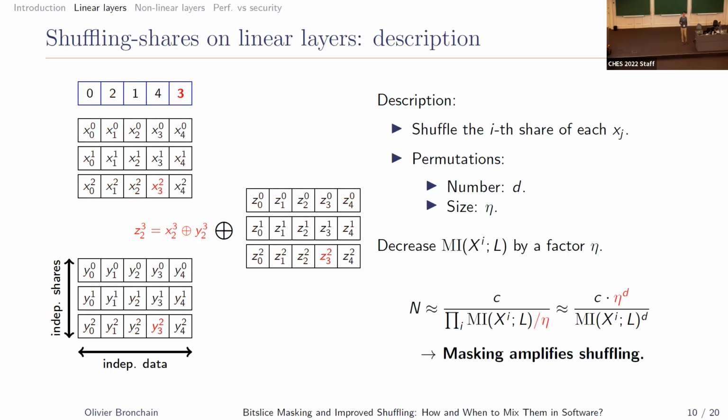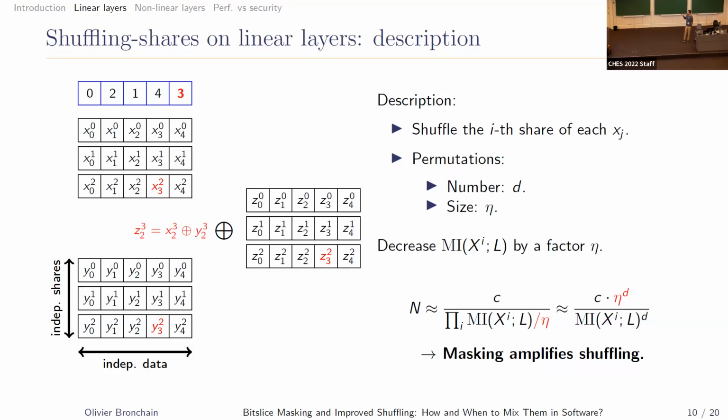If you do that, you actually apply shuffling to the shares. So you decrease the noise on each of the shares independently, and then because you are doing masking, you get the product of all the mutual information, and suddenly you get eta to the power d.